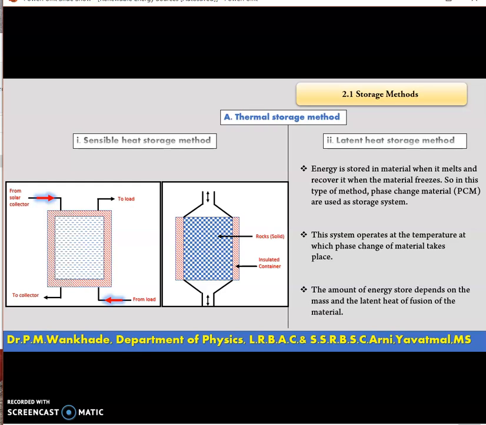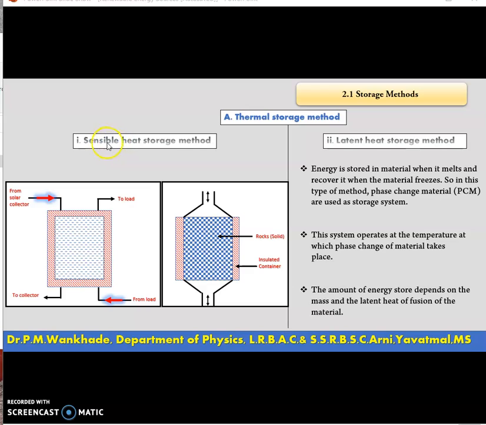Solar energy can be stored in different forms such as thermal, electrical, chemical or mechanical energy. We will discuss each one by one. First, we will discuss the thermal storage method. The thermal storage method is classified by the way heat is stored. That is, thermal storage is classified into two types, the sensible heat storage method and the latent heat storage method, on the basis of the way heat is stored.